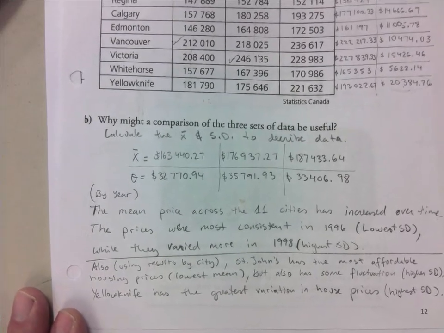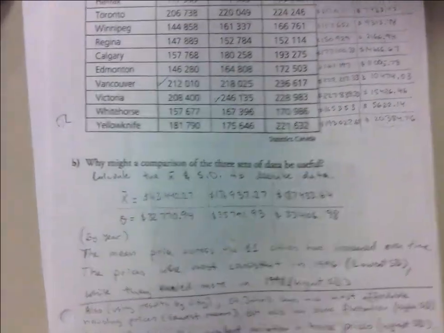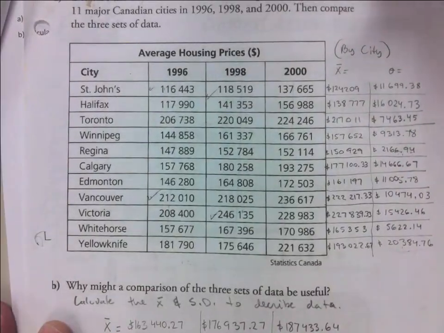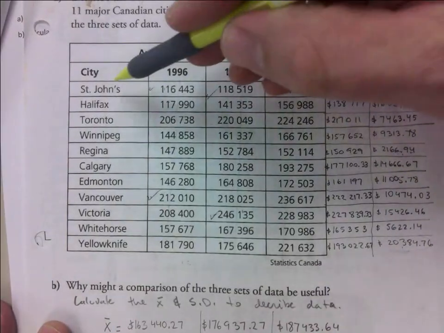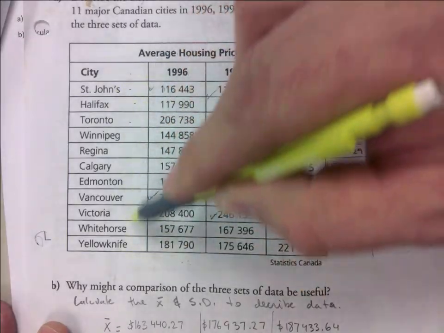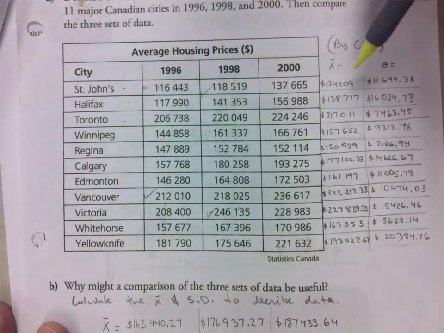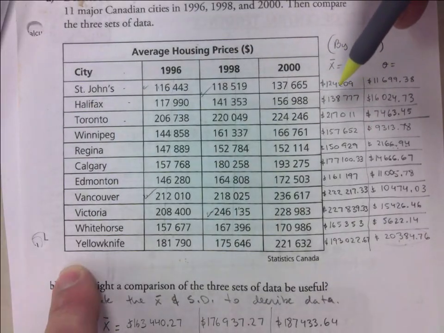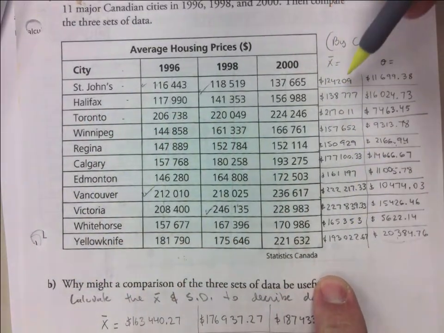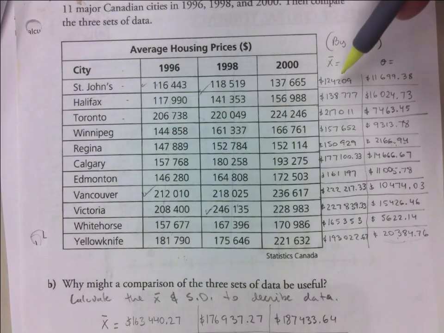We also did the other one by city. I don't know, some of you didn't get to it. But if you were to do this by city, you put this in L1, L2, L3, L4, there's 11 cities. And you can tell that St. John's, out of all the cities, has the lowest standard deviation, which means that's the most affordable city in this particular time frame across the 3 years.